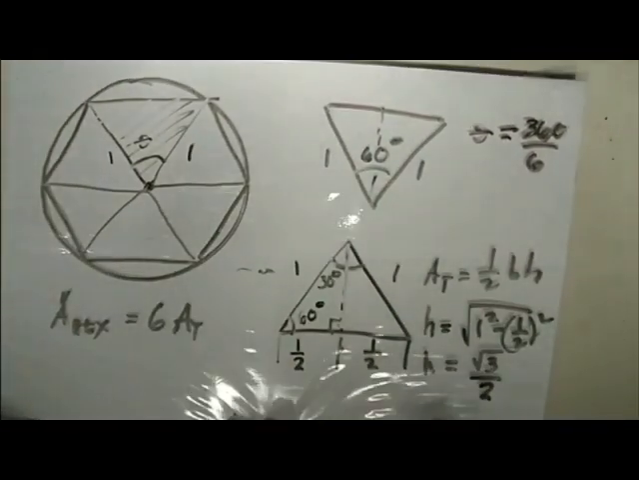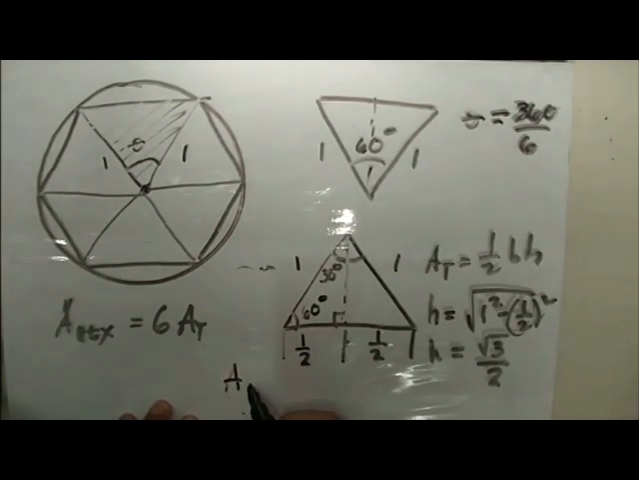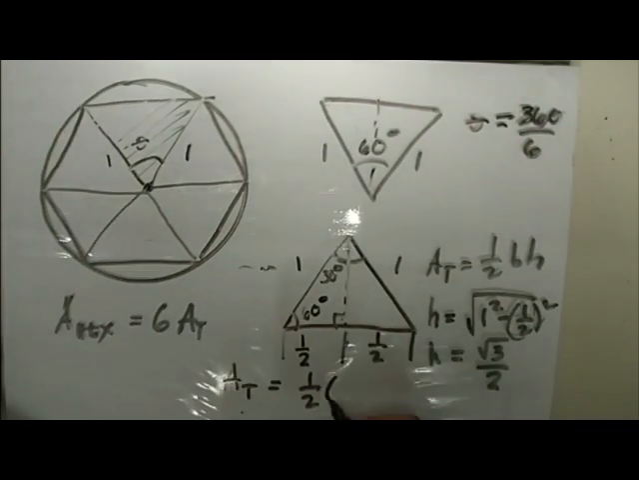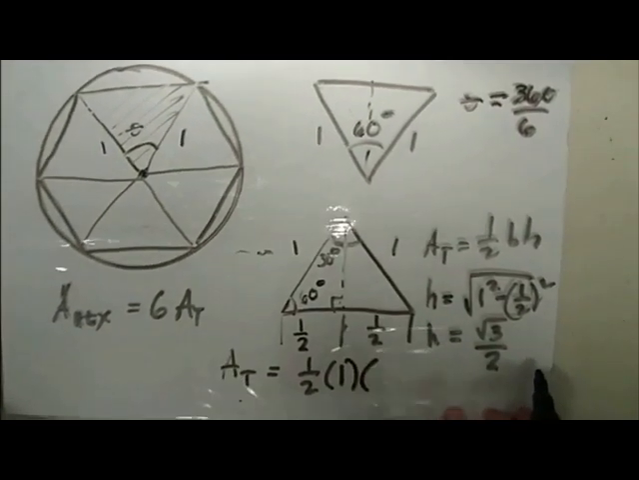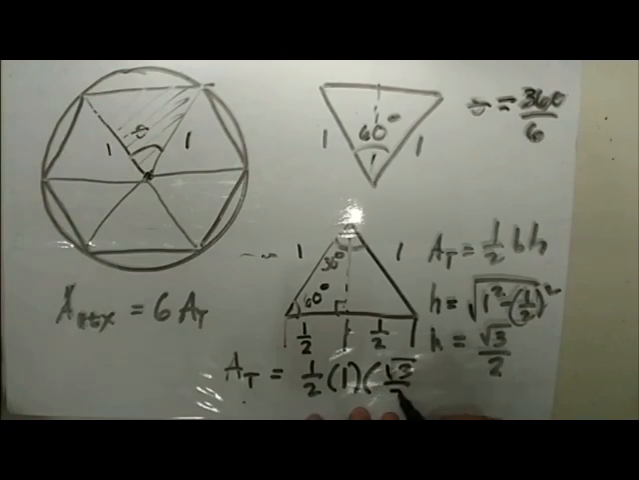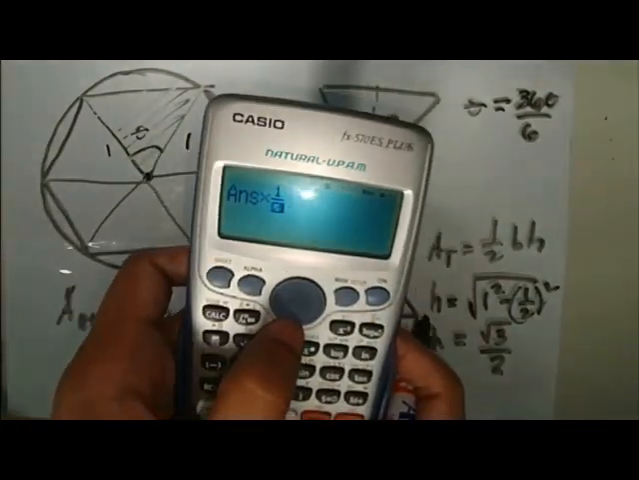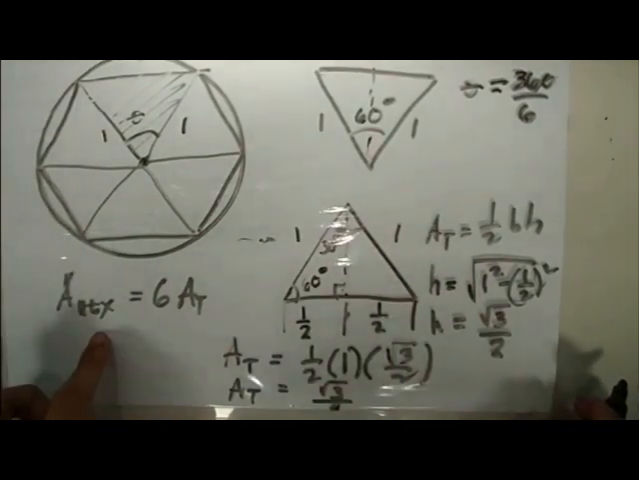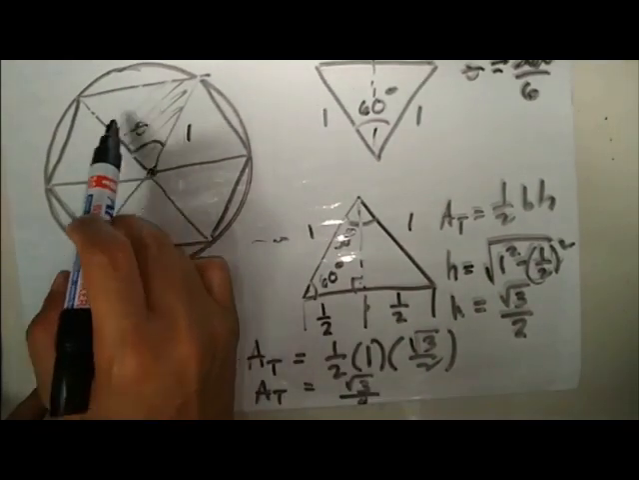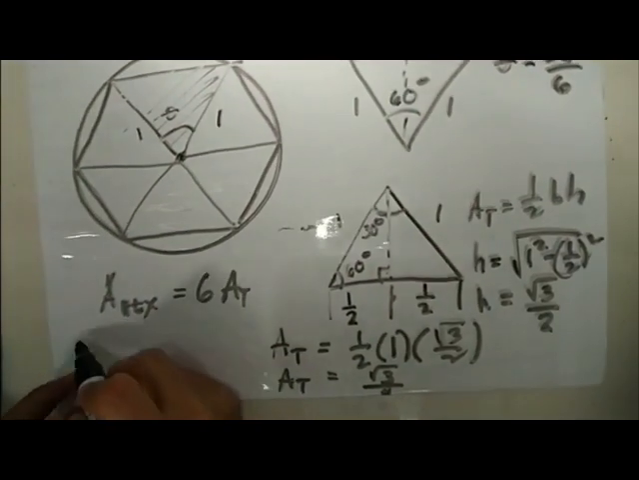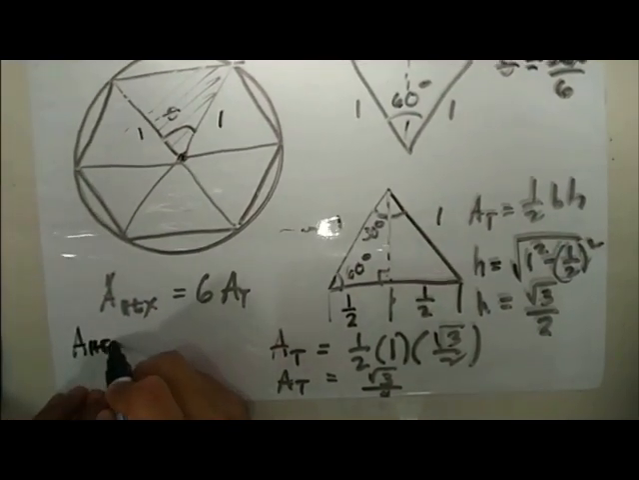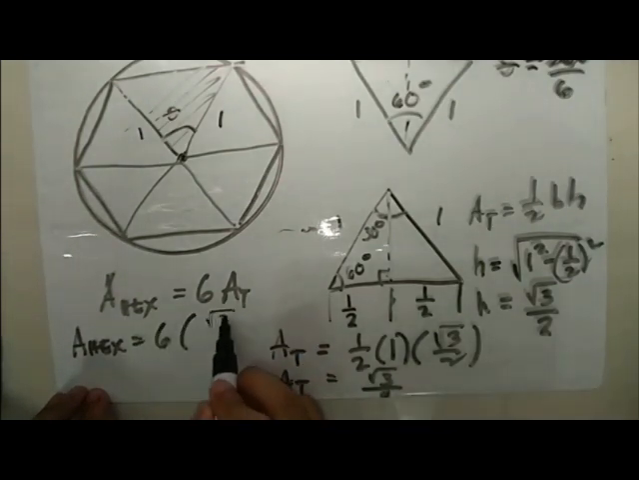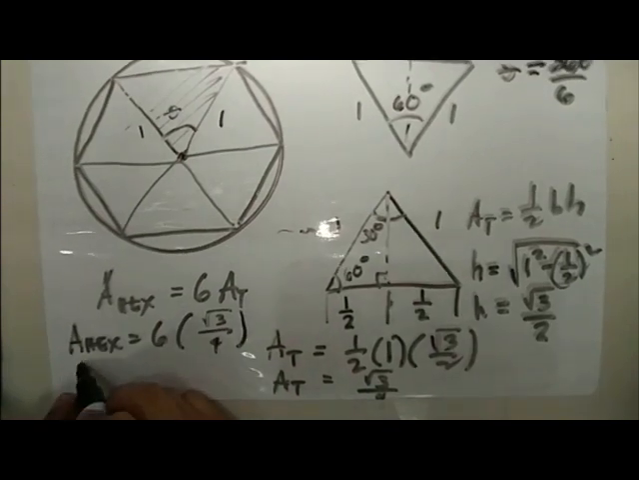ito yung height niya. So, yung area ng triangle is 1/2 ng base. Ang base natin is 1. So, yung height natin is square root of 3 over 2. So, area ng triangle is square root of 3 over 4. Therefore, area ng hexagon is 6 times lang na. So, 1, 2, 3, 4, 5, 6. So, area of hexagon, 6 times area ng triangle, square root of 3 over 4.